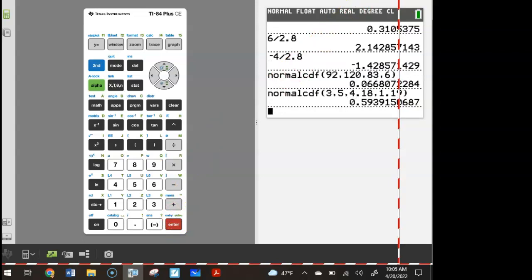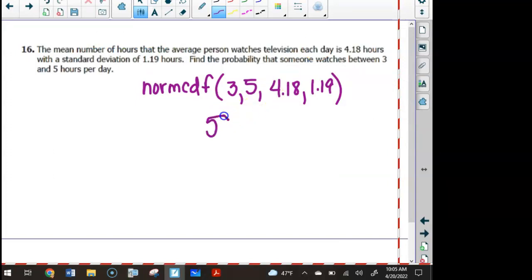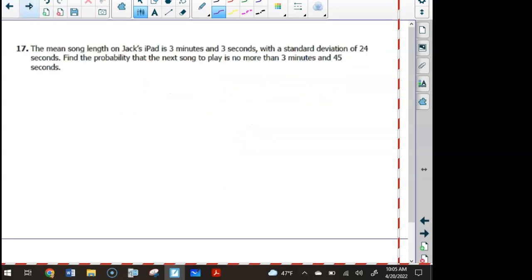Anybody have an older calculator and need help? Are you doing okay? So 59.4%, or 0.59 if you round to 2. Yeah, I don't know how Delta Math wants it. Okay.